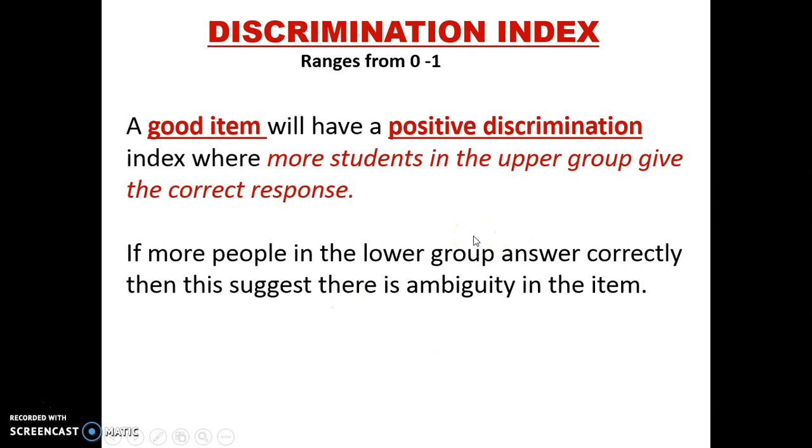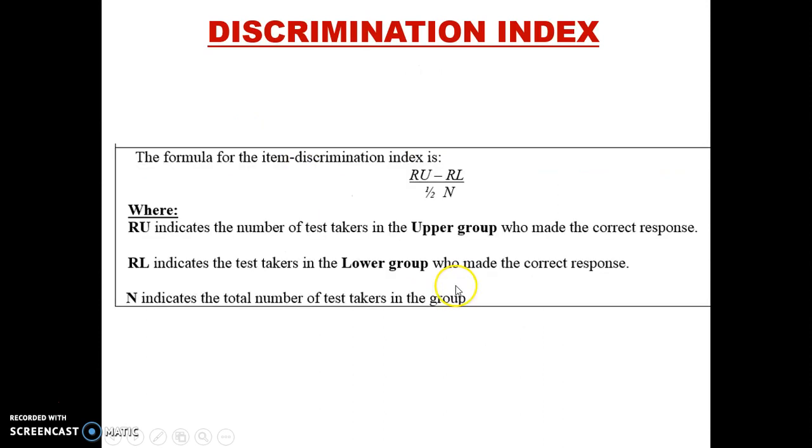So a good item will have a positive discrimination, and by that we mean more students in the upper group, or the high performers, will select the correct response. However, if more of the low performers select the correct answer, then there might be a question of ambiguity in that item.